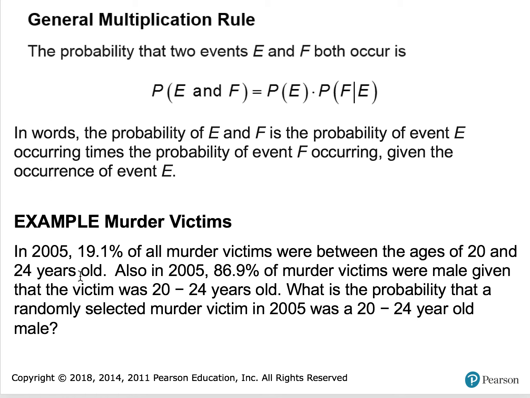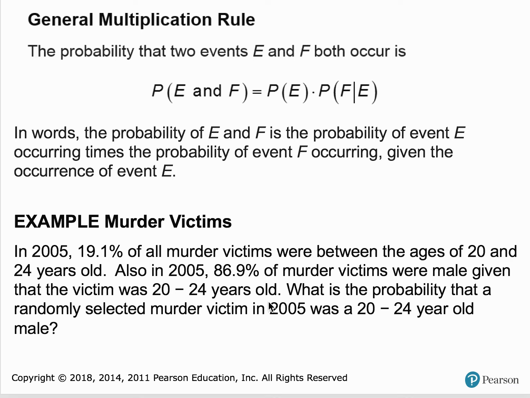So here's an example. Oh, it's the same thing. In 2005, 19.1% of all murder victims were between the ages of 20 and 24. Also in 2005, 86.9% of murder victims were male, given that the victim was 20 to 24. They give us a different year because that's a different number. Okay, what's the probability that a randomly selected murder victim in 2005 was a 20 to 24-year-old male? Okay, so it doesn't tell me about given anything. Oh yeah, that's why we have a different year here.